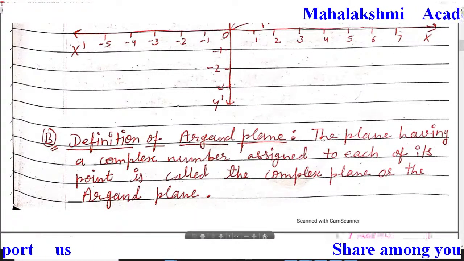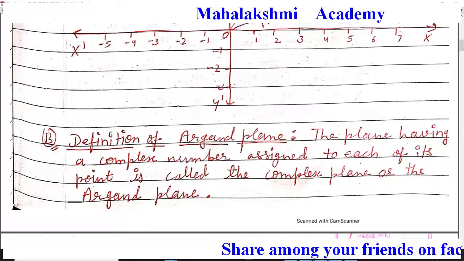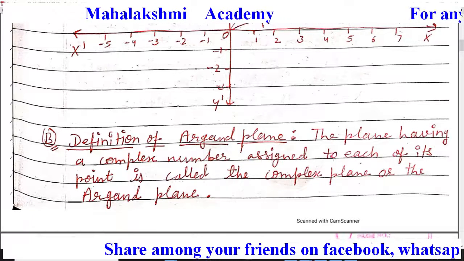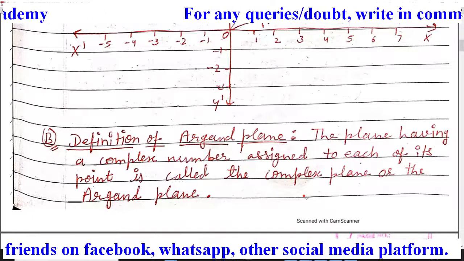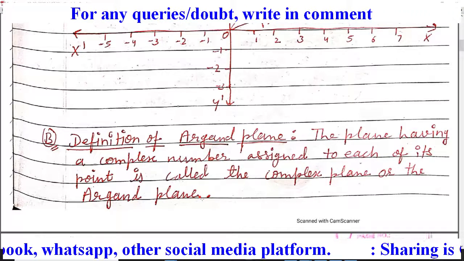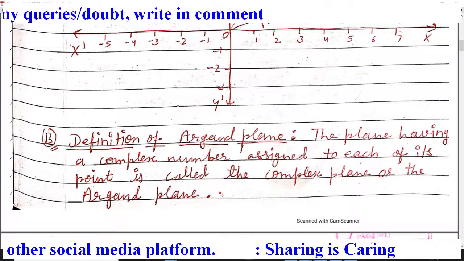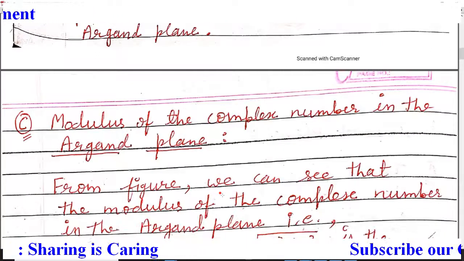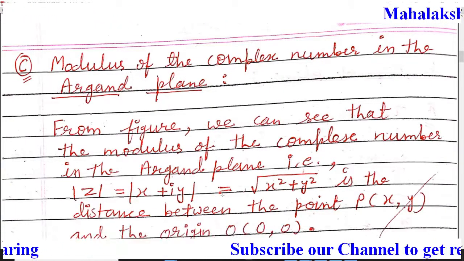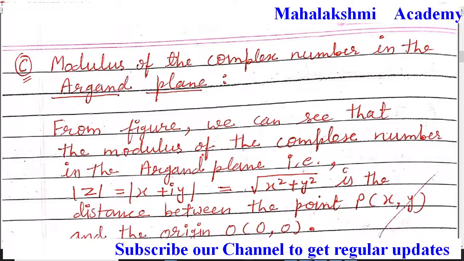That's why the definition is: the plane having a complex number assigned to each of its points is called the complex plane or the Argand plane. So this is the definition of the Argand plane. Now, the conclusions which we can derive from the previous graph which I just explained.